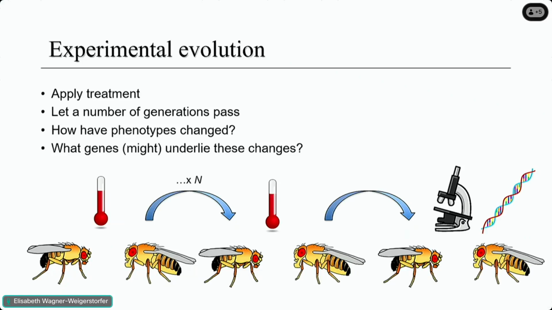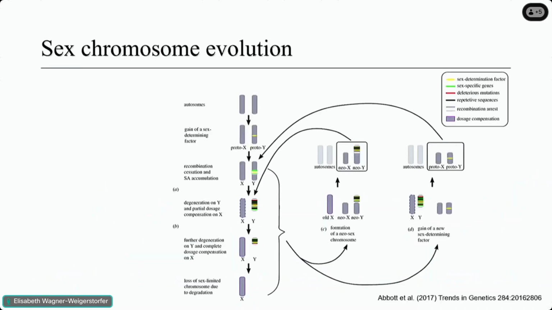So that's the sort of method that we have been mainly using in my lab. And over the past, I don't know, 10 years approximately, I've been particularly interested in sex chromosome evolution. I can just go through the sort of canonical model of sex chromosome evolution briefly.